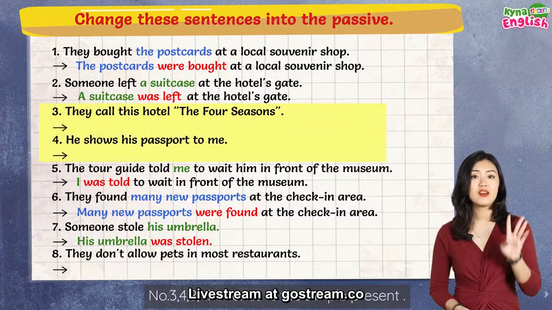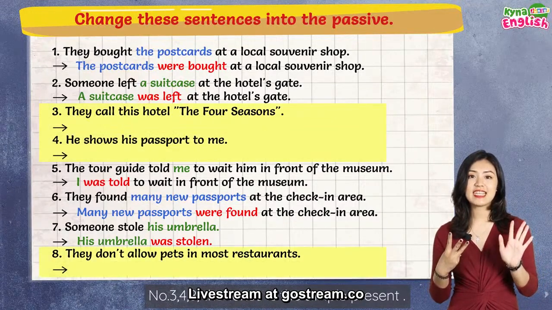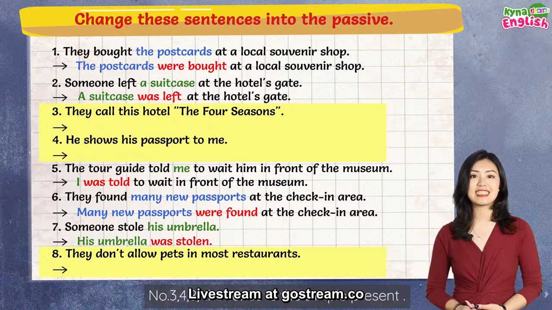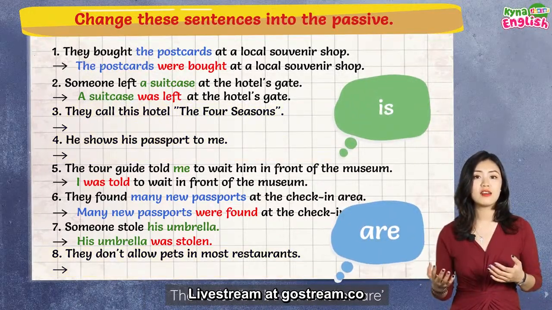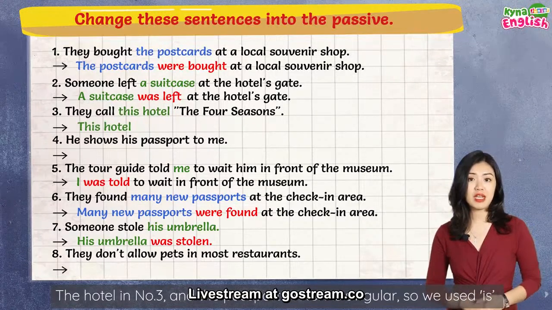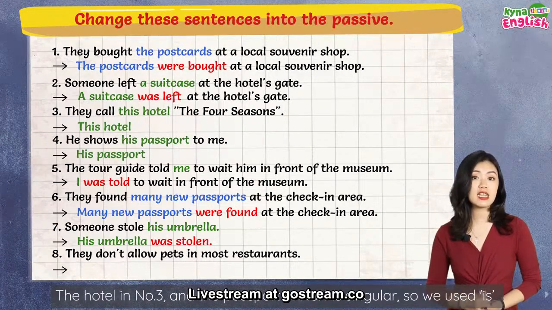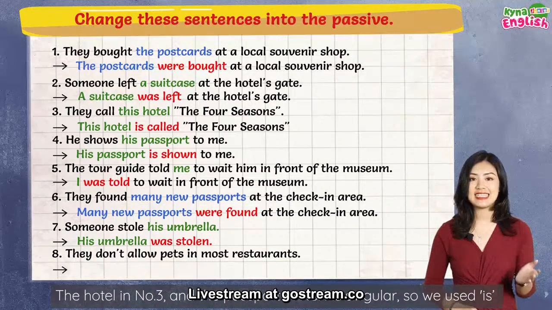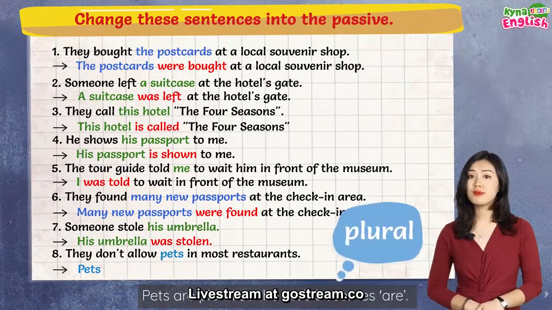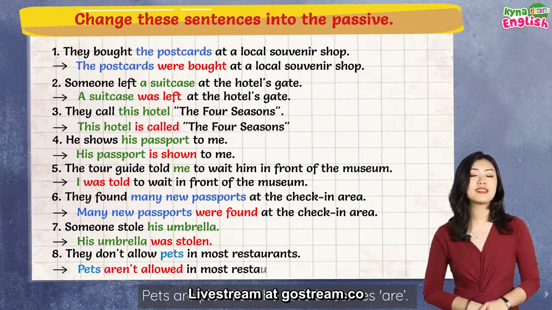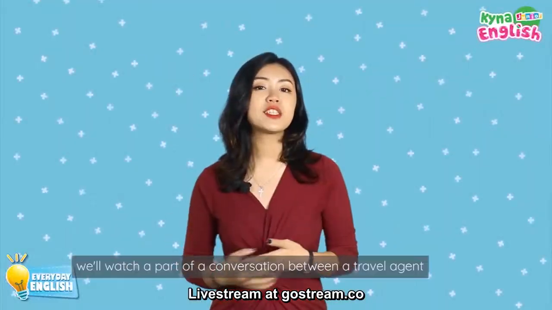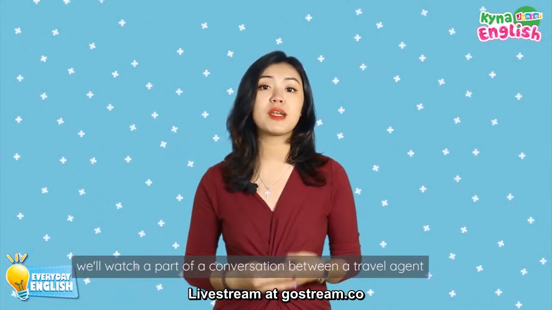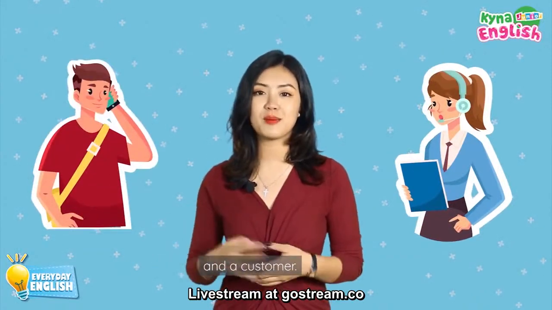Number 3, 4, and 8, the tense is simple present. The verbs be become is or are. The hotel in number 3 and the passport in number 4 is singular, so we used is. Pets are plural, so the verb becomes are. Next, we'll watch a part of a conversation between a travel agent and a customer.